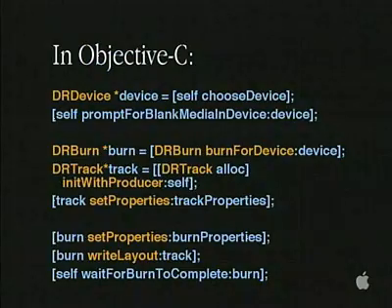Now, same thing in Objective-C. It's pretty much the exact same thing, just in Objective-C. We're choosing a device. We're waiting for blank media. We're creating a burn for the device. We're creating a track. We're initializing it with a producer. We're going to have our own object be the producer. We set some properties on the track. We set some properties on the burn. And we call write layout. And again, we just wait for the burn to complete, and that's it. And that's burning in a nutshell.